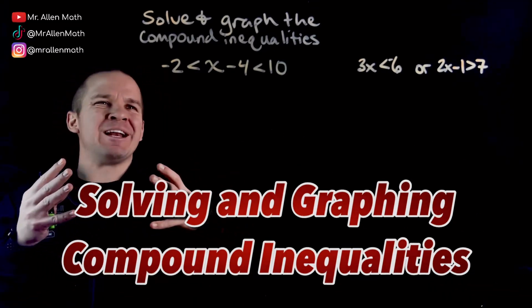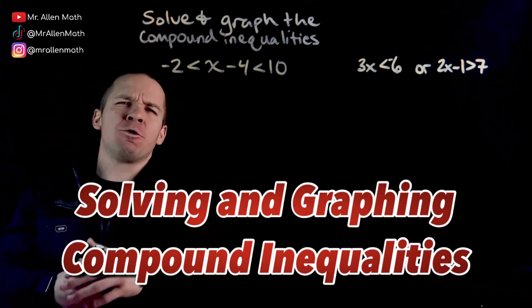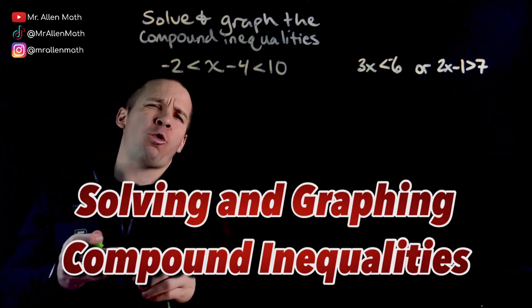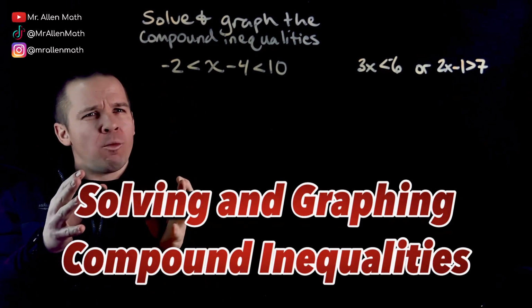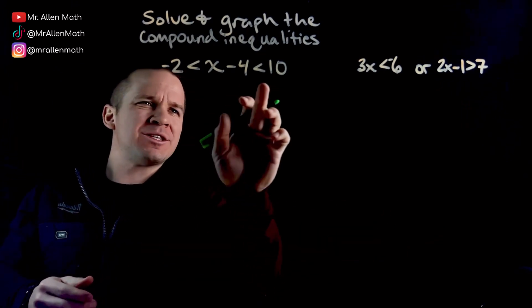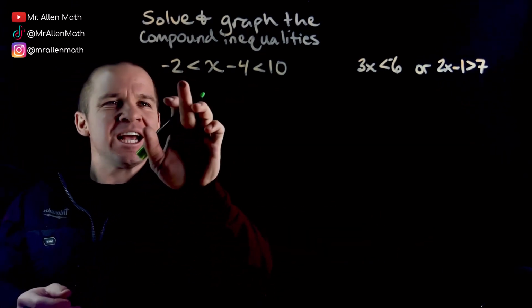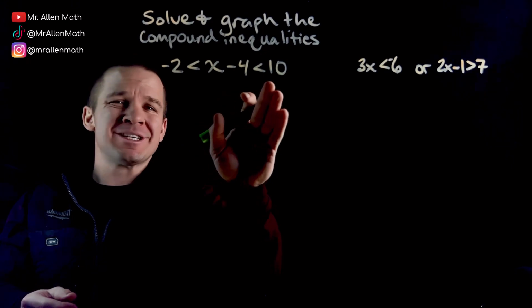We are about to solve and graph some compound inequalities. And we're going to compound the fun, I'll tell you what. All right, so it's a little bit weird when we got a few things going on here. So we got two inequalities. This reads as -2 is less than x minus 4, which is less than 10.